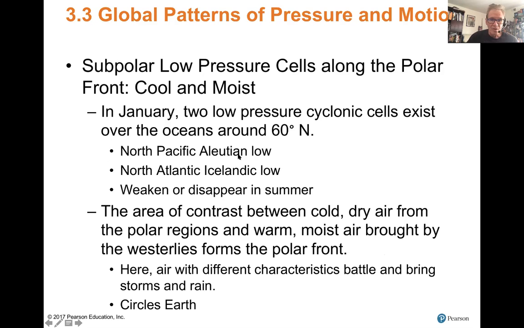And subpolar low is a low pressure around 60 degrees north. And again, we usually call it in the Pacific the Aleutian low, in the Atlantic it's called the Icelandic low. And it disappears in the summer because the sun comes up into the northern hemisphere and disperses that low pressure. But usually it's going to be cold, cool, and moist.